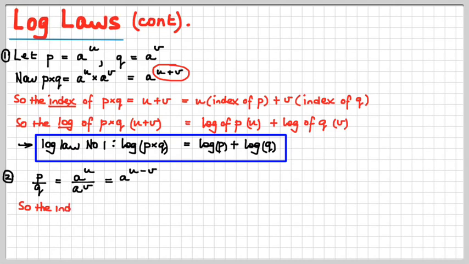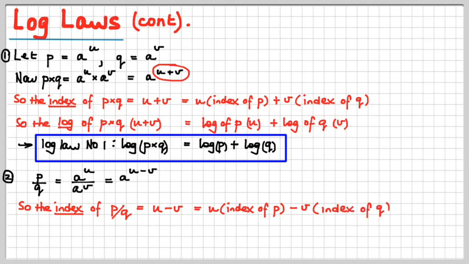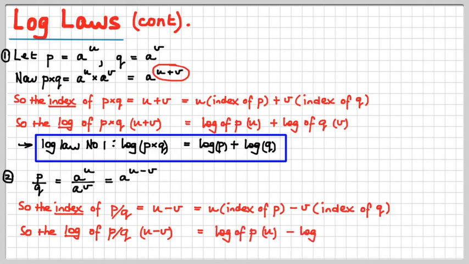Yes? So we're restating what we did above, only for dividing: the index of the result of dividing p by q happens to be u minus v. And that is u, which is the index of p, subtract v, which is the index of q. So, saying that in a loggy way, the log of the result of the division of p by q, which is u minus v, is found by just taking the log of p, which is u, and subtracting the log of q, which is v.